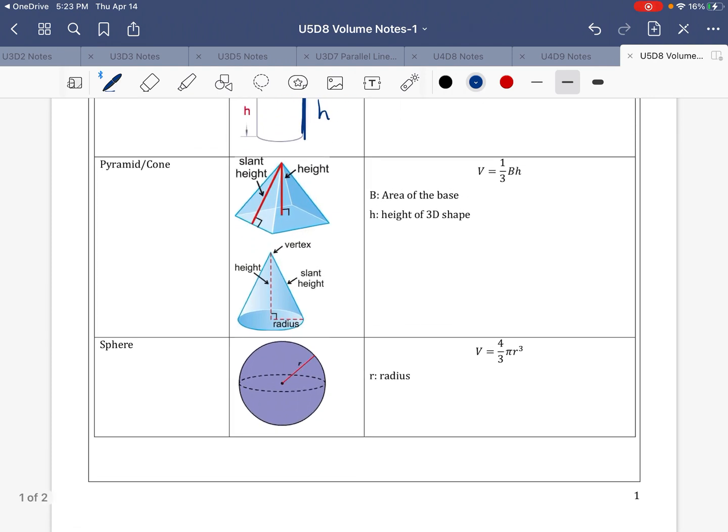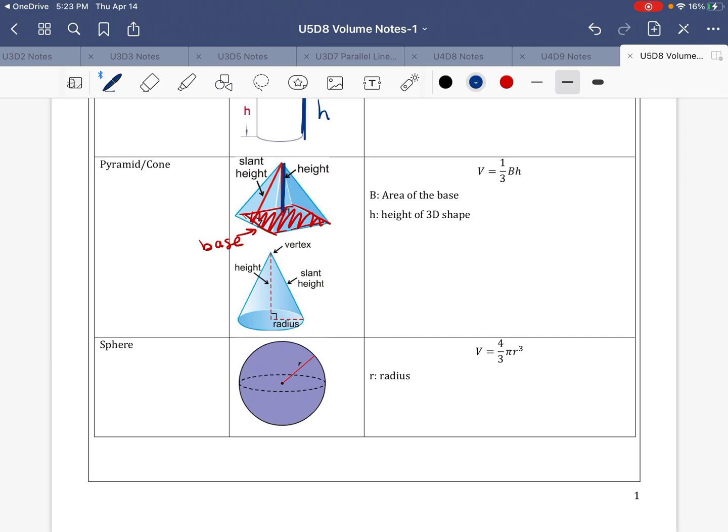Next, we'll look at the volume equation for pyramids and cones. So the volume equation is 1/3 times the area of the base times the height. So just like in our surface area equations and very similar to our volume for cylinders and prisms, we will identify the base and find the area of it. And then we will need to do the vertical height, right?